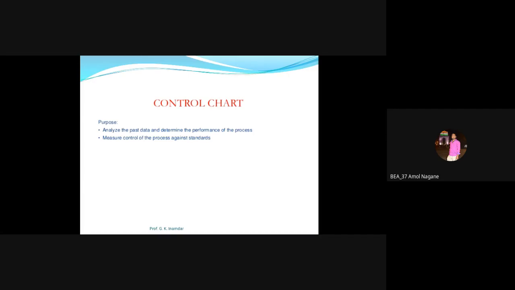So according to your past data, or we can say experience, for the purpose of quality improvement we have to take reference of the previous data or historical data. For that purpose, control charts will take a very important role.